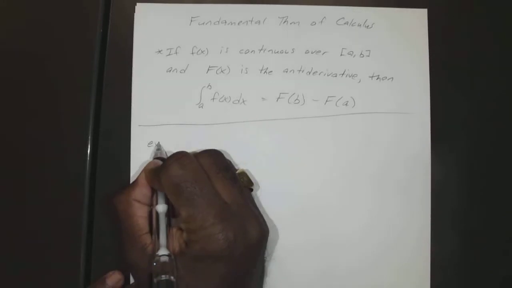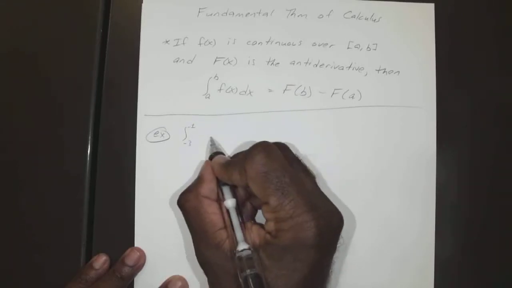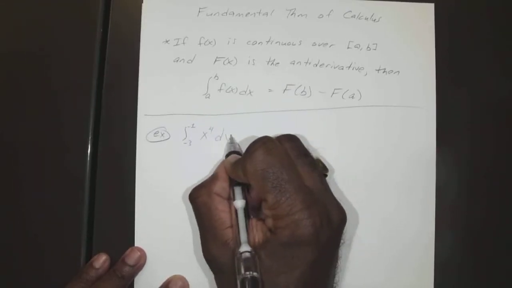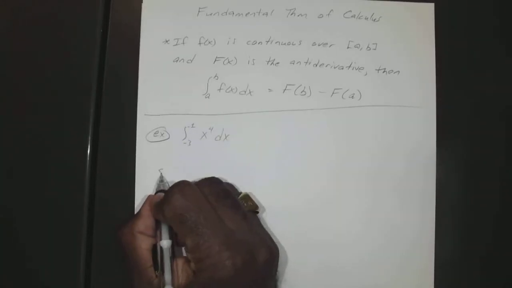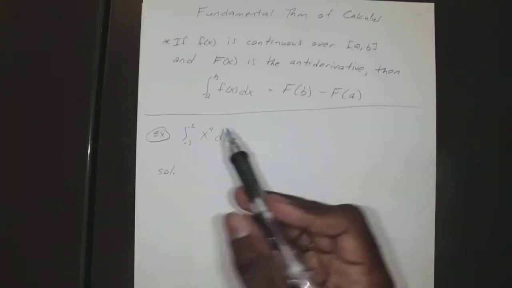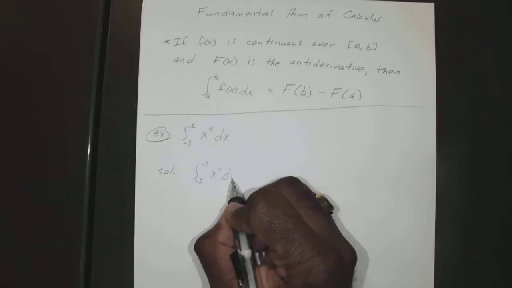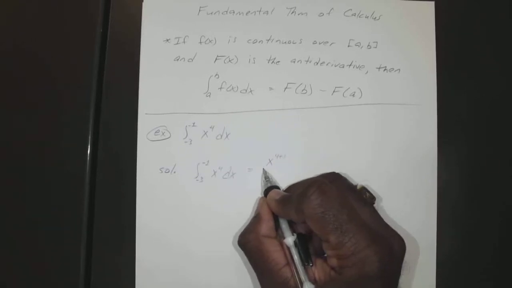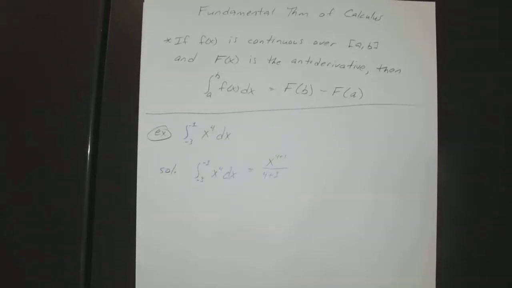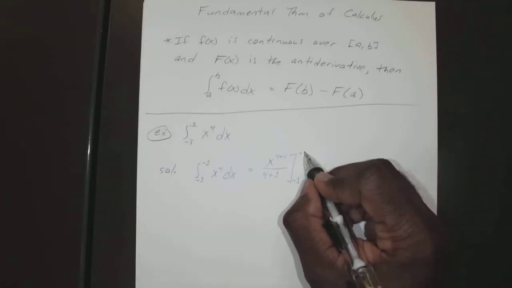All right, so let's say, for example, we wanted to solve the integral from -3 to -1 of x to the fourth with respect to x. You just integrate that like you normally would. So the integral from -3 to -1 of x to the fourth dx is just equal to x to the 4 plus 1 over 4 plus 1, but that's going to be from -3 to -1.